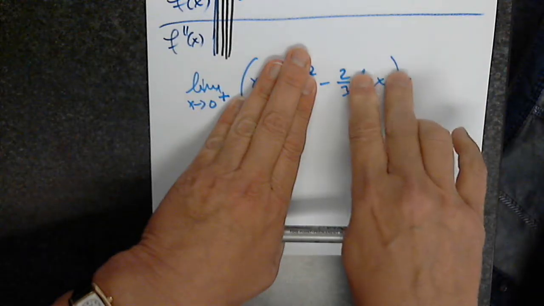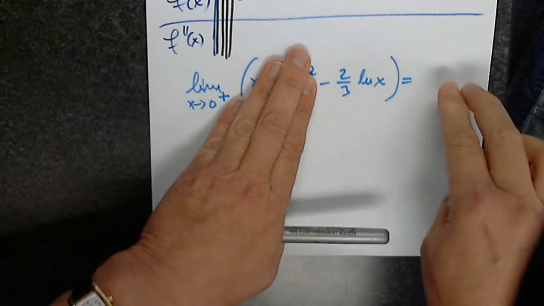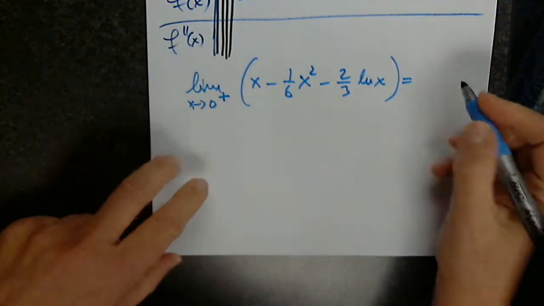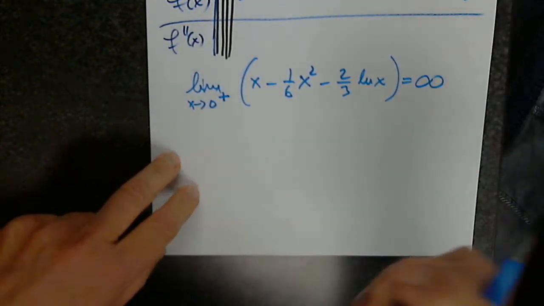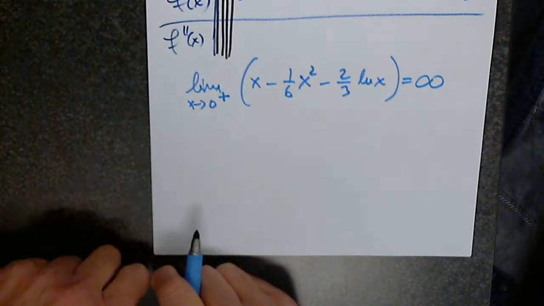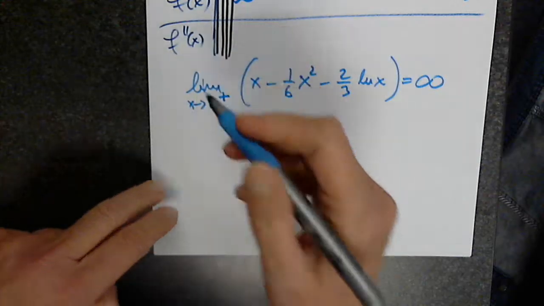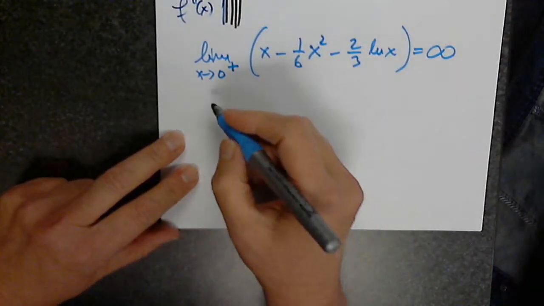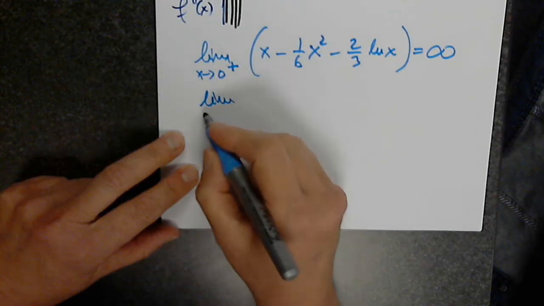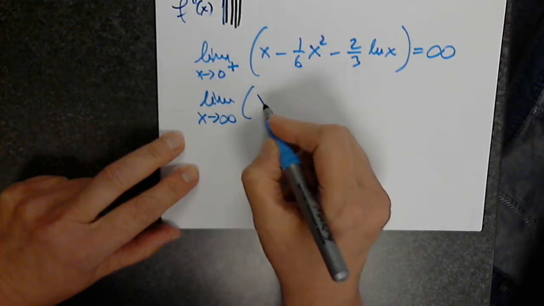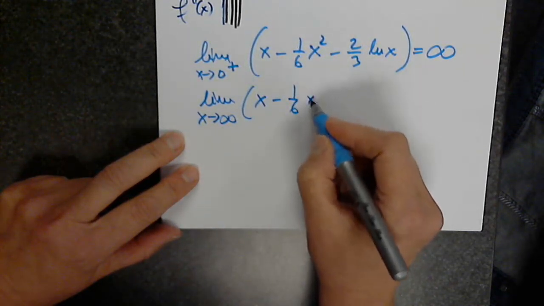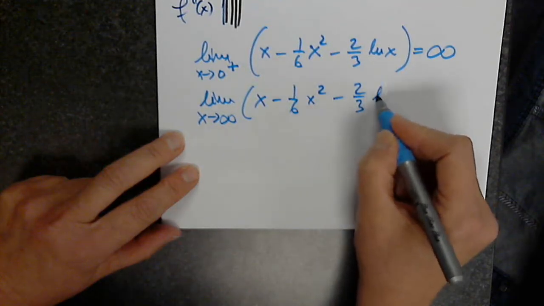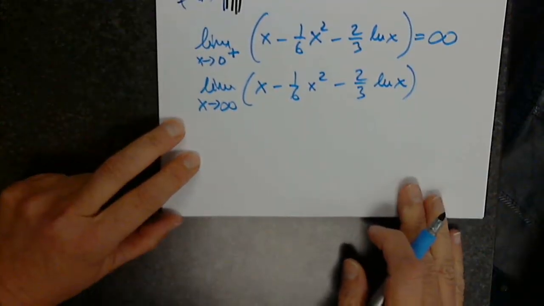And I know that this is 0, this is 0. And I know that natural log as x approaches 0 from the right is negative infinity times a negative number, positive infinity. Oh, I'm sorry. I meant here. I didn't discuss this yet. Sorry. I have the wrong spot.